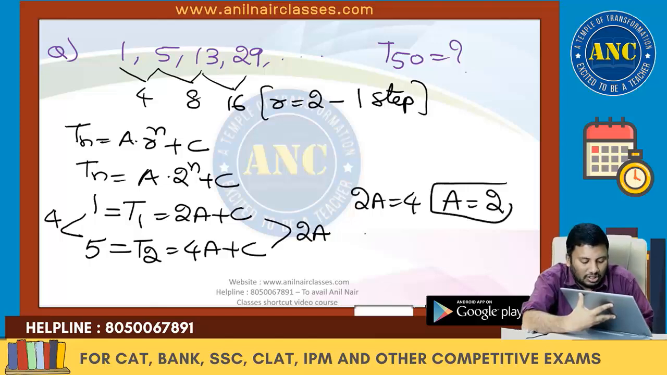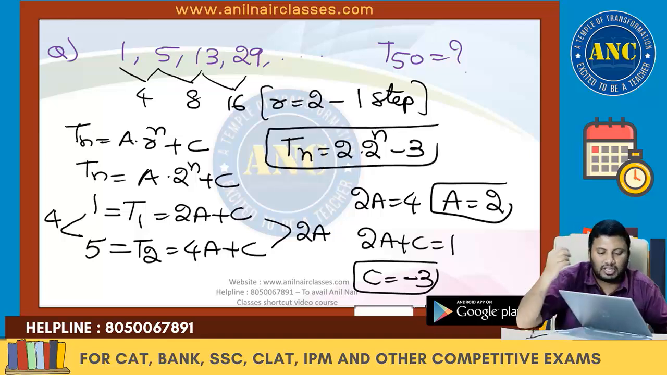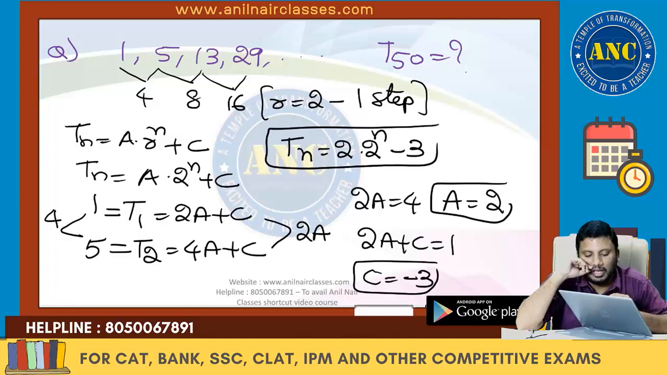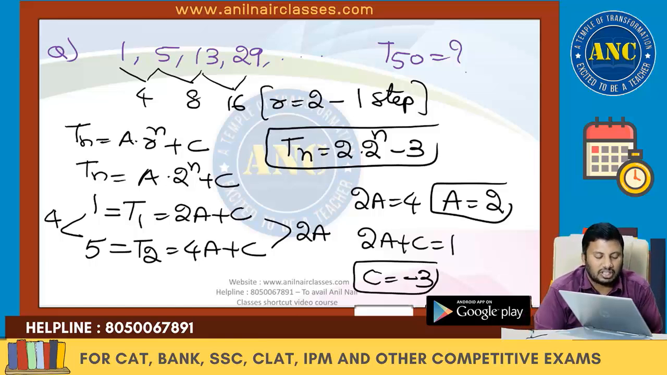If a value is 2, 2a plus c is 1, so c is minus 3. So Tn is 2 into 2 power n minus 3. Just check whether it is satisfying. N is 1: 2 twos are 4, 4 minus 3 is 1. N is 2: 2 square is 4, 4 into 2 is 8, minus 3 is 5. N is 3: 8 twos are 16, 16 minus 3 is 13.